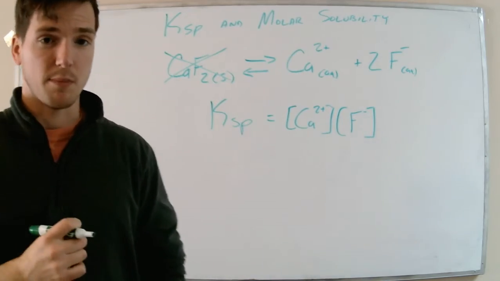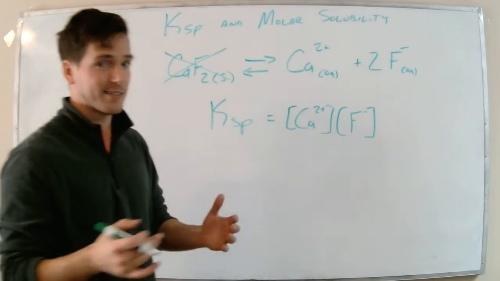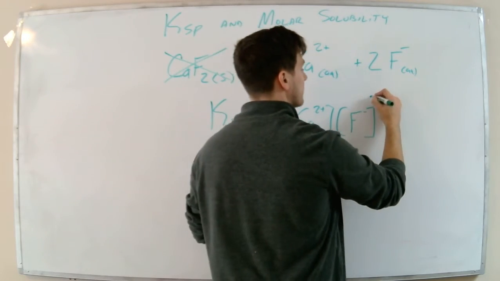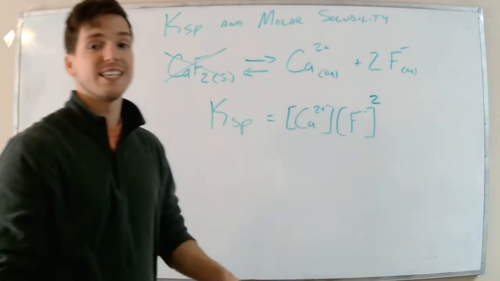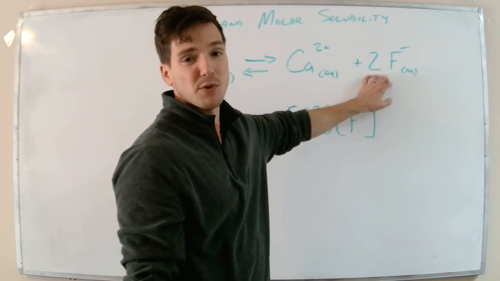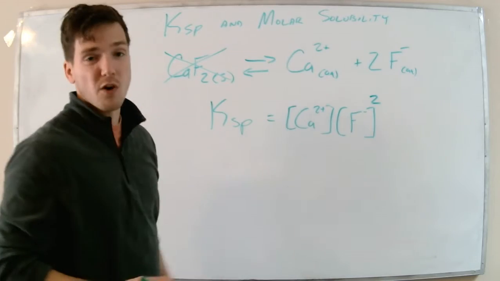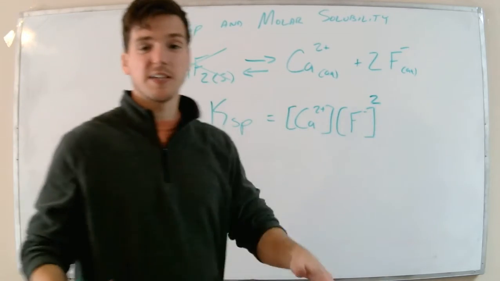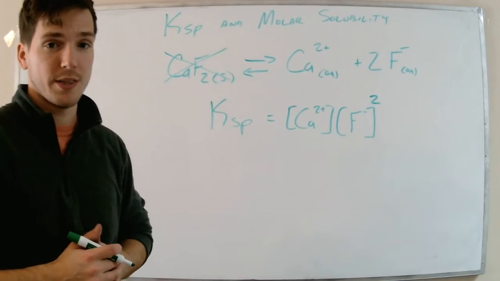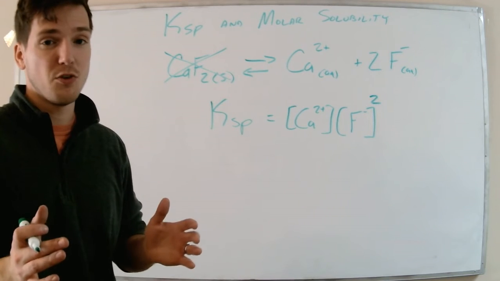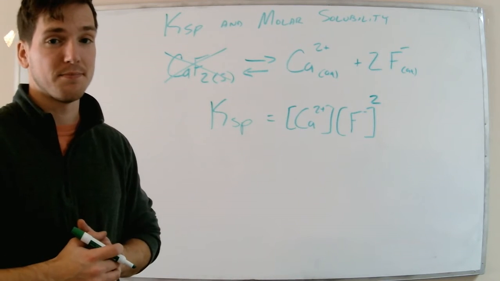But am I missing something? Yes, F minus has a 2 in front of it, so you better square it. This is the biggest thing that people goof up. They forget the square, or they forget the 3, or they forget the coefficient and forget to put it in their equilibrium expression. Make sure that you do that. It's an easy goof-up that people make all the time.